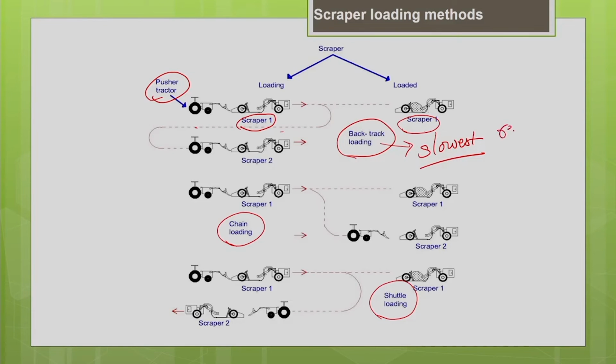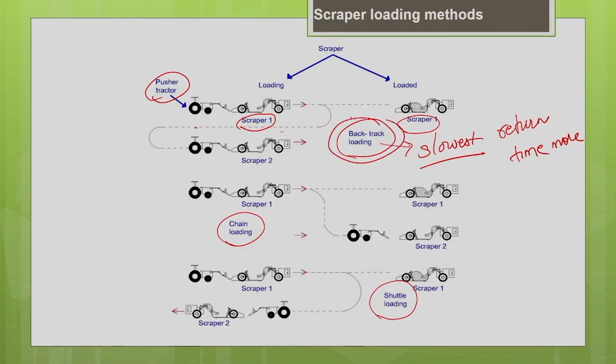Here you can see that the return time is more, because of the backtracking. The actual value will depend upon your project site, so we cannot tell the exact value, but basically the backtrack method takes longer time because the pusher has to return back. It has to backtrack, spot the next scraper, and then start pushing it again in the same direction. But this is more commonly adopted by everyone because people prefer cutting in the same direction. That is why they prefer the backtrack loading method.